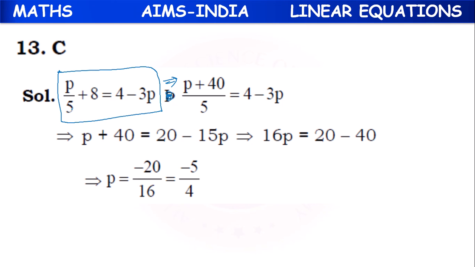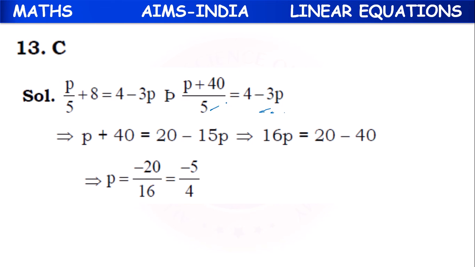Now let's take LCM. The LCM is 5. 5 8 times 40. 5 1 is 5. 1 into p, p. Here there is nothing, we can take it as 1. 1 5 times 5. 5 8 times 40. So p plus 40 by 5. This is the left hand side part. Right hand side part, we can keep it as it is.